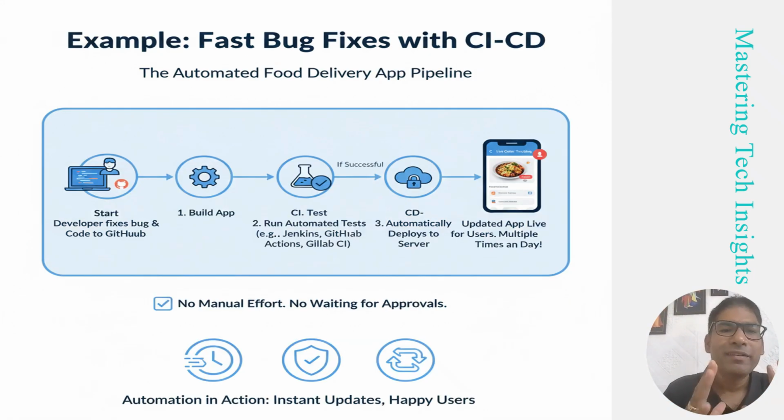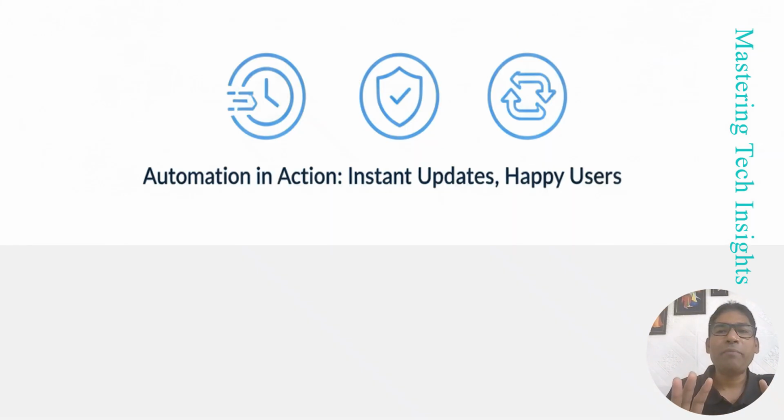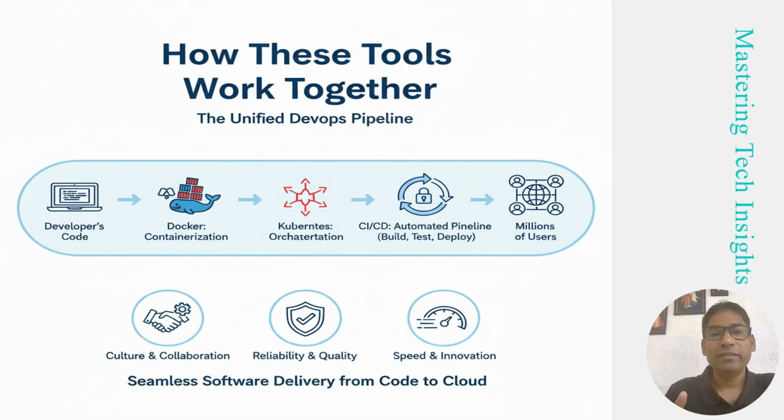For example, let's go back to our delivery app. You fix a bug and push your code to GitHub. A CI/CD pipeline, say using Jenkins, GitHub Actions or GitLab CI, automatically builds your code, tests it and deploys the updated version on the server. So no manual effort, no waiting for approvals. Updates can go live multiple times a day. That's why modern apps update so frequently. It is all automated.